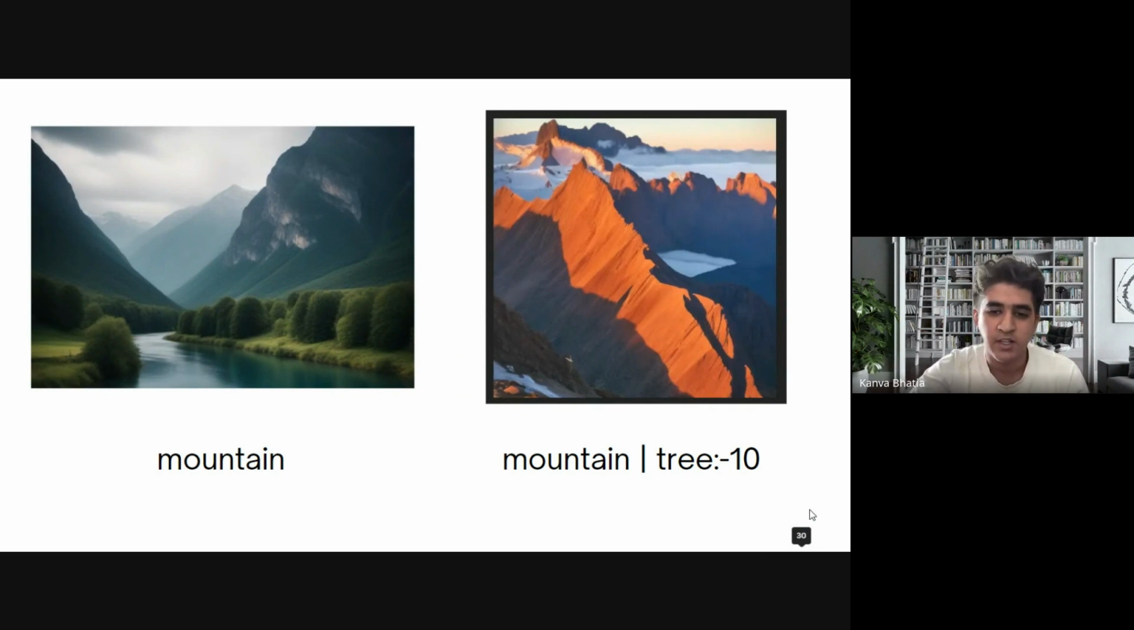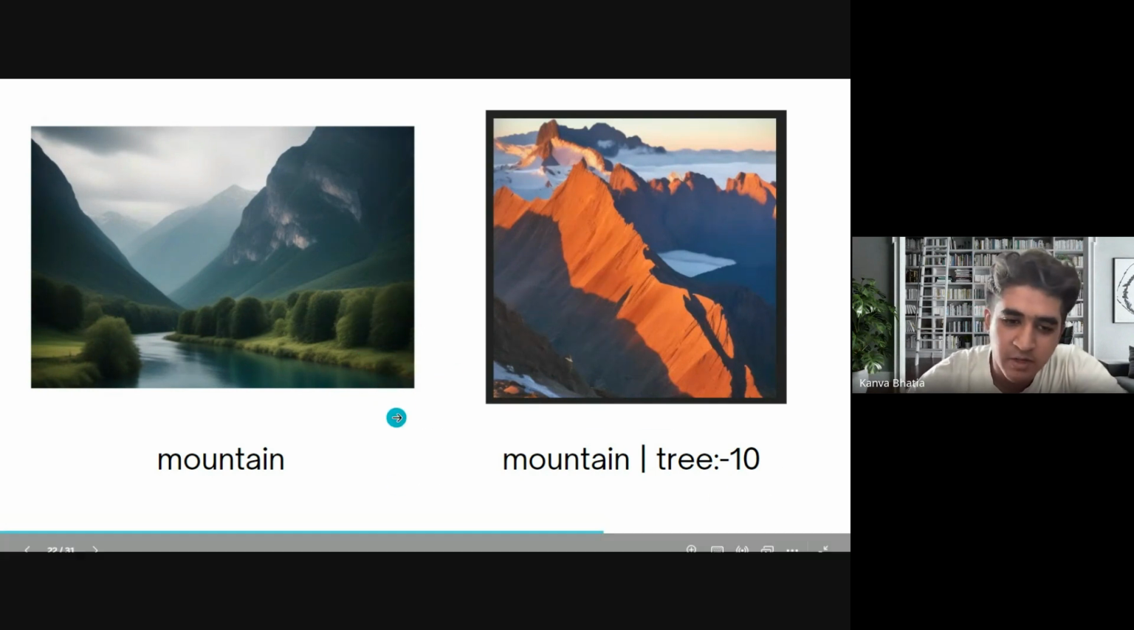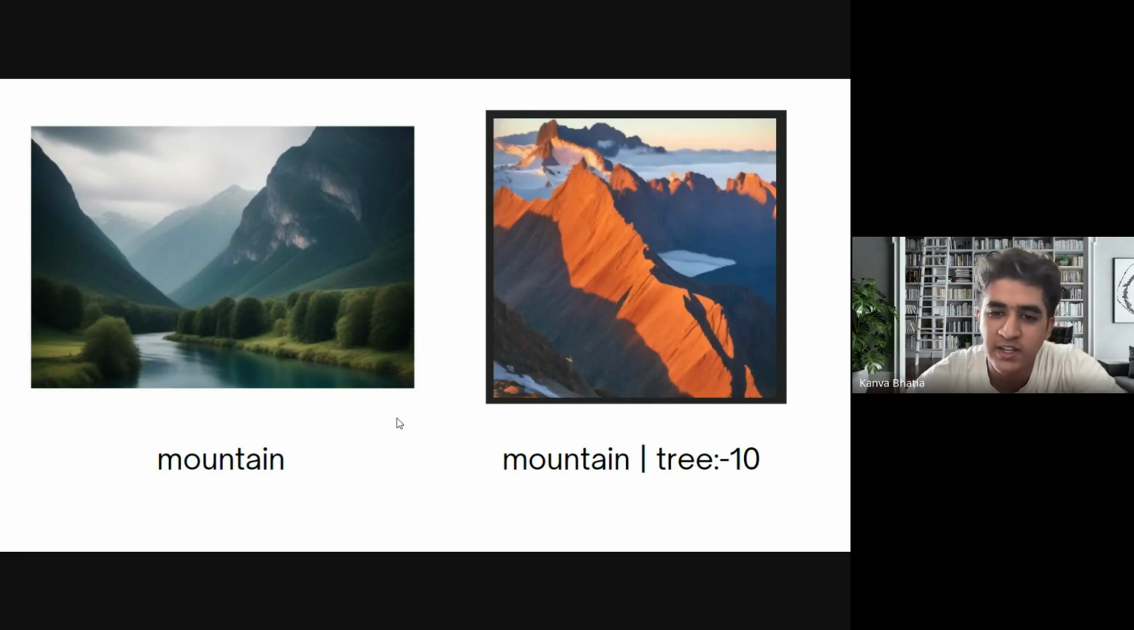The next thing we can do is weighted terms. For example, if we send the prompt as just mountain to the model, it will generate an image somewhat like this. There will be a mountain, sky, clouds, and trees, etc. But suppose we don't want trees in the generated image. We can write no trees, but the model would still read trees and sometimes it might include trees. So what we can do is give a weight of -10 to the word tree. Now the model knows that trees are not to be included. So that acts as a negative prompt.